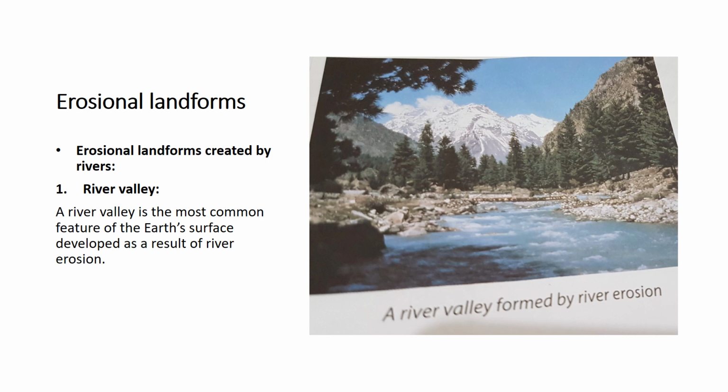The next topic is erosional landforms. A powerful stream has the ability to erode rocks and create landforms. River valleys, river gorges, and canyons are dominant erosional landforms created by rivers. River valley, you can see in this picture a river valley. A river valley is the most common feature of the earth's surface, developed as a result of river erosion. The process of valley development comprises three stages: valley lengthening, valley deepening, and valley broadening.